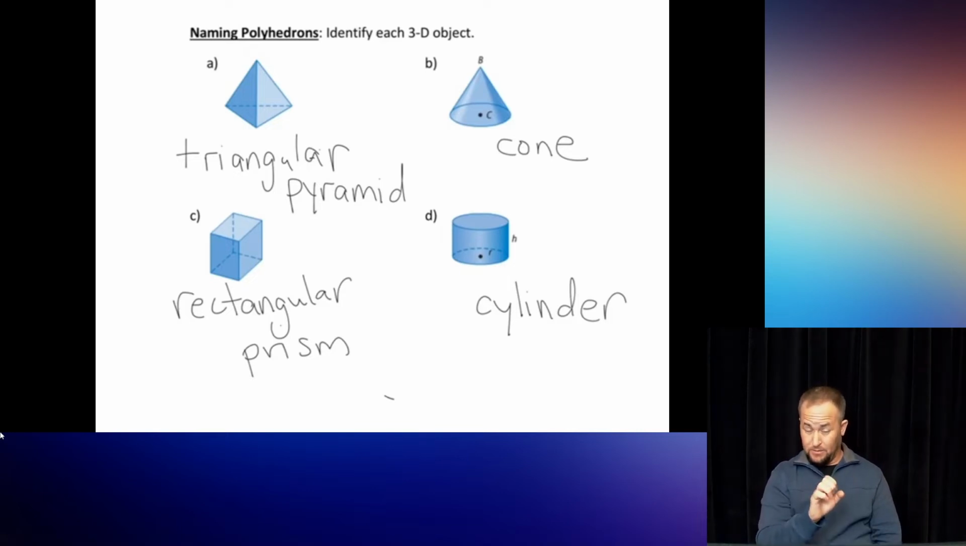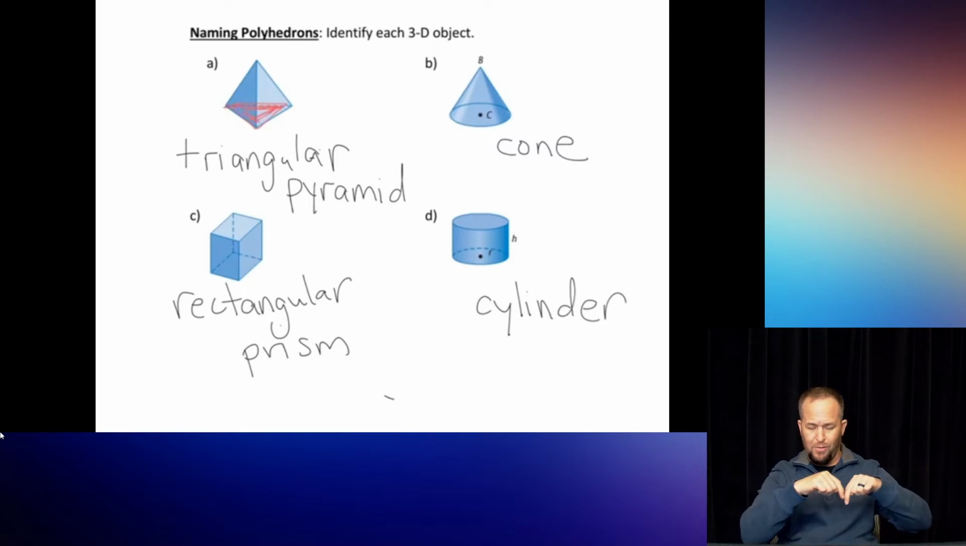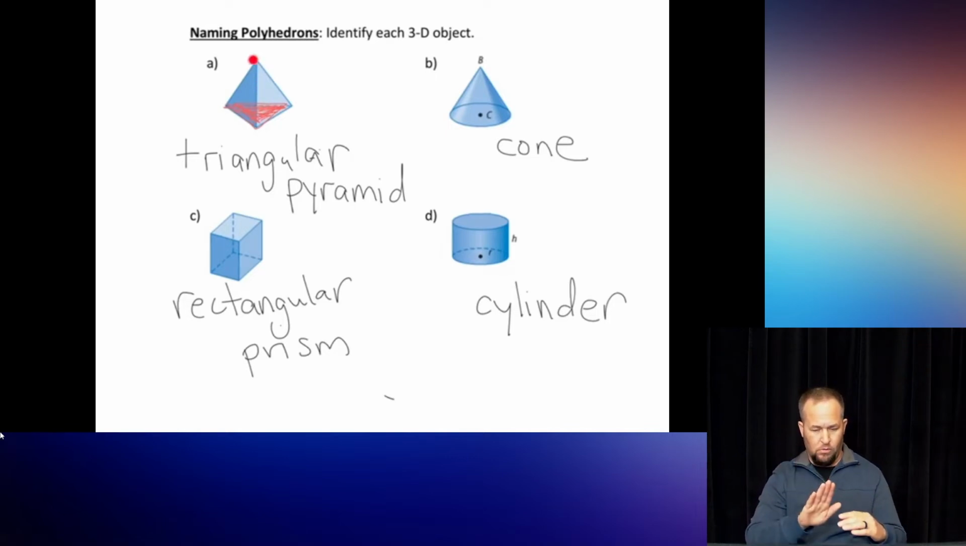Please notice that on A, this is not a triangular pyramid because of all the triangles that come up to the point at the top. It's triangular because the base is a triangle. This part right here that it's resting on. Because every single pyramid has these triangles that are on the side that would come up to make the vertex. So we just name them based on the base.